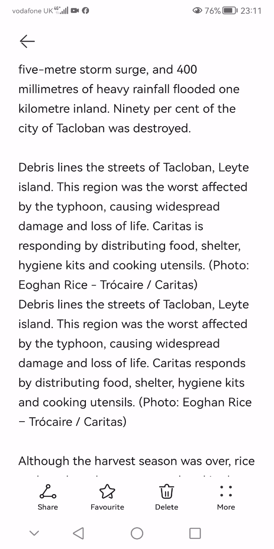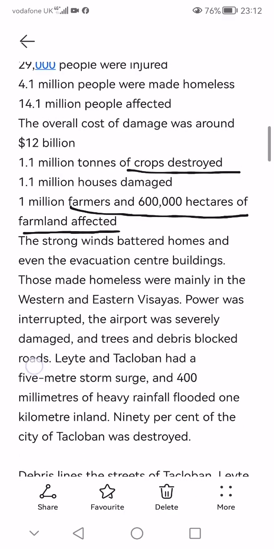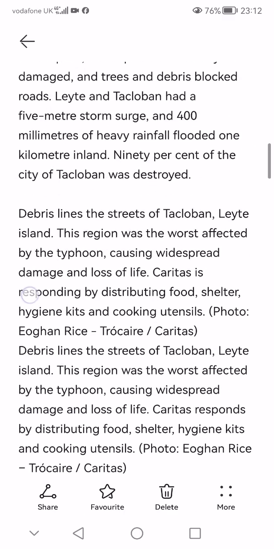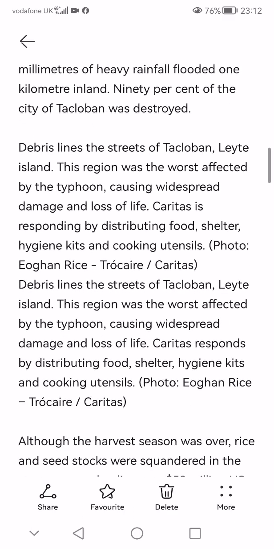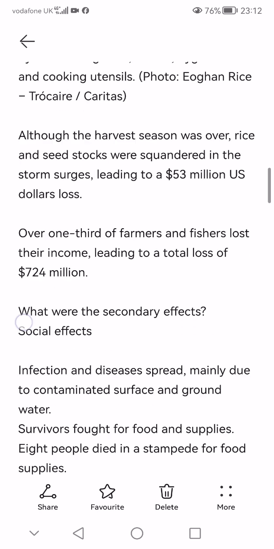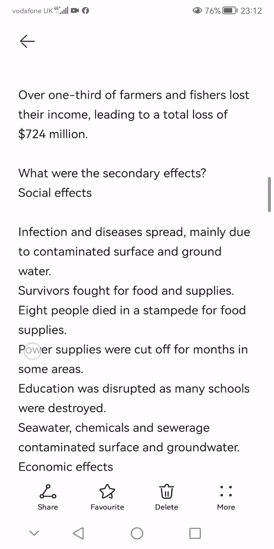Now, in terms of a primary effect, that is something which happens as a direct result of the hazard. So earthquake, typhoon, whatever it may be. So as a direct result of the typhoon, these things I've listed up here happened. The airport was destroyed, for example. Now, what happens if you scroll down a little bit is you come to the secondary effects.